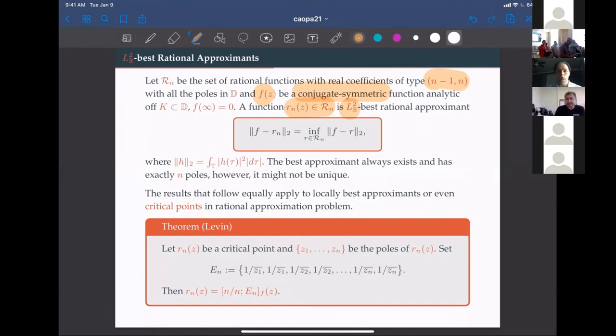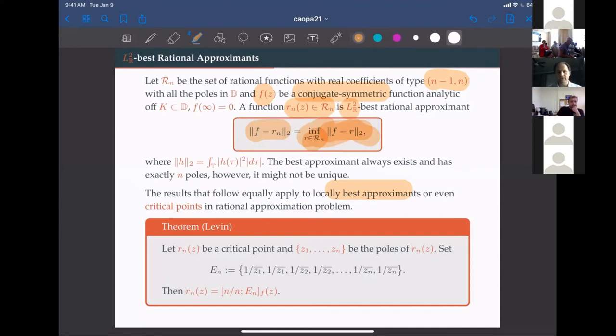Then I look for the best L2 approximant on the unit circle, which means it minimizes the L2 norm among all functions in my approximating class. It's known, it's a work by Laurent Baratchart and his group, that a best L2 approximant always exists. It might not be unique, however, it always has exactly n poles in the unit disk. Moreover, this notion of the best L2 approximant can be generalized to locally best approximants, or even critical points in the L2 approximation. Essentially what you do, you look at this problem as a map from the coefficients to the real line. And then you look for the critical points of this map, you translate them back to rational functions, and that's what the critical points are.